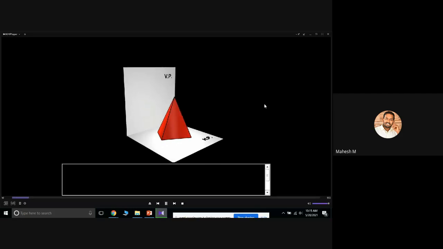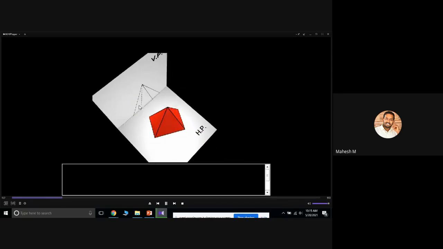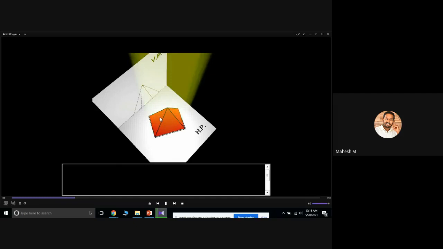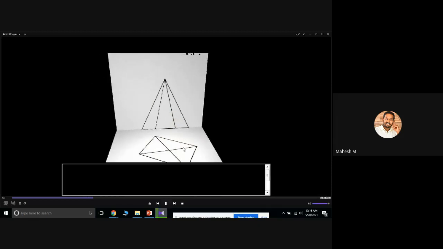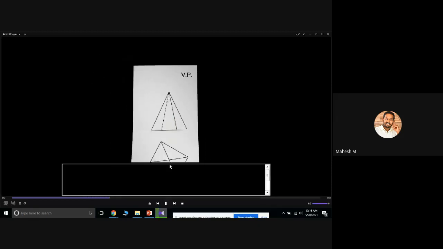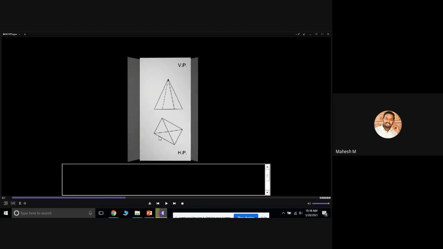So while looking from the front view direction, you can see 3 edges. You can't see the 4th edge, that is this one. Okay. So this particular generator can't be seen from the front view position. So we have to draw this generator in the front view with the help of a dotted line. So while looking from the top view position, you can see a square or rectangle. Okay. So this is the rectangle.